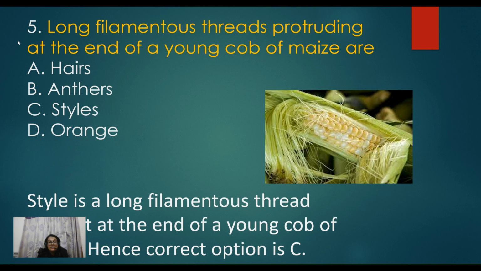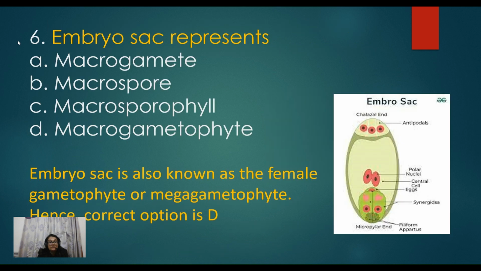It's asked, the long filamentous threads protruding at the end of a young cob of maize are, you can see the cob in the diagram here. So what are these filamentous threads? Are these hairs, anthers, styles, or orange? Obviously we know it can't be orange. So there are three options to choose from. Here these are actually the styles. Style is the long filamentous thread present at the end of a young cob of maize. So the correct option here will be C.